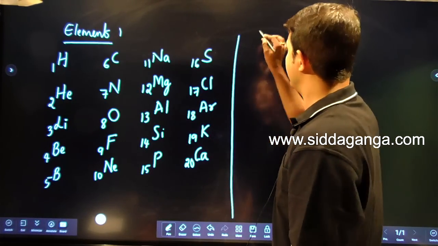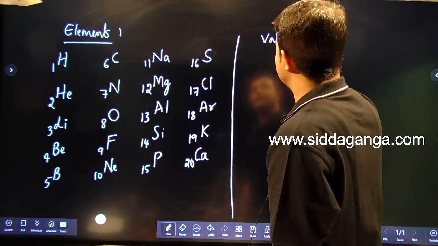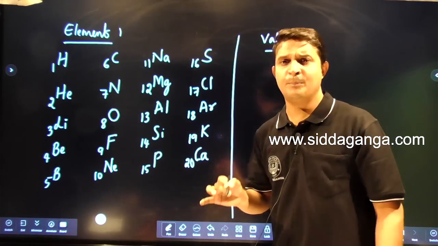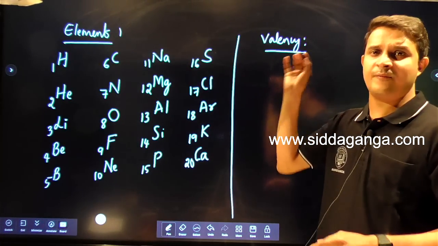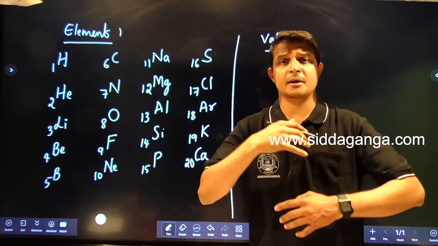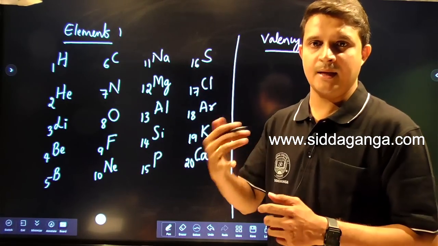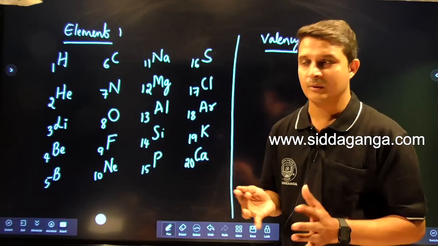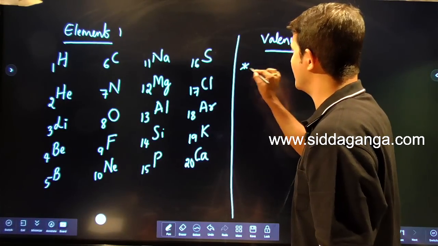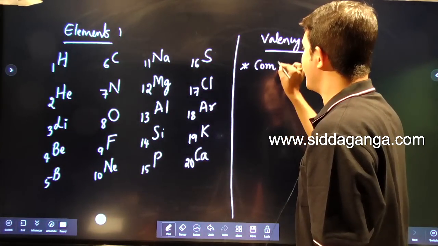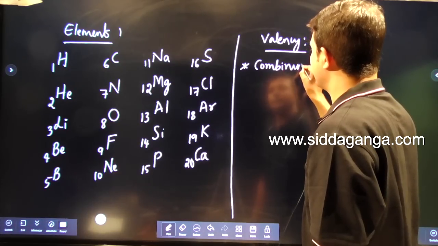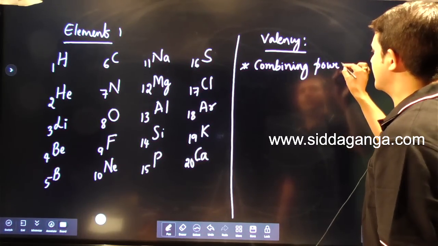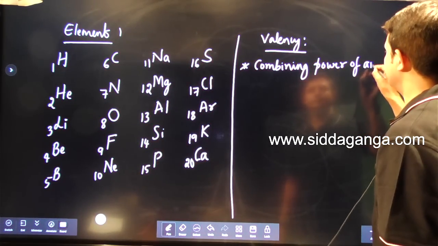So second, valency. In brief, let us learn valency. If we go into it in detail, it takes more time. So what is valency in detail? Simply put, valency is the combining power of an atom. Combining power of an atom.